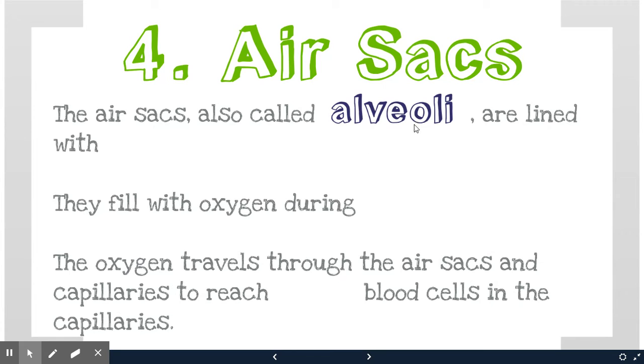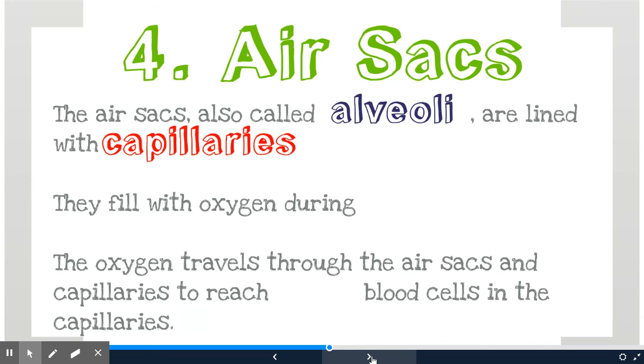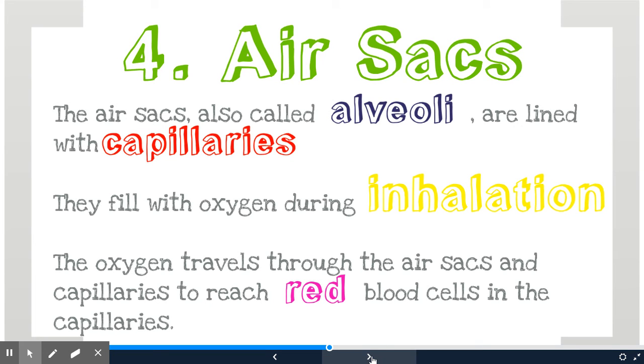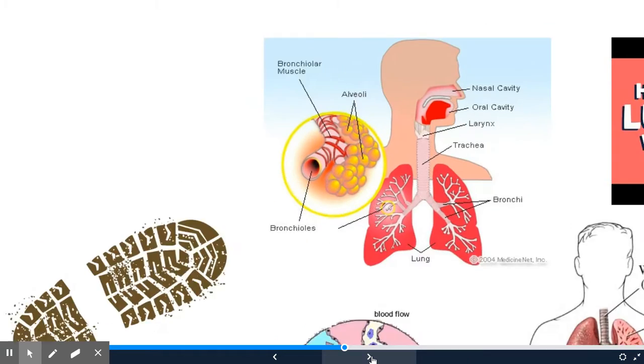The air sacs are also called the alveoli and are lined with capillaries. They fill with oxygen during inhalation, which is when you breathe in. The oxygen travels through air sacs and capillaries to reach red blood cells in the capillaries.